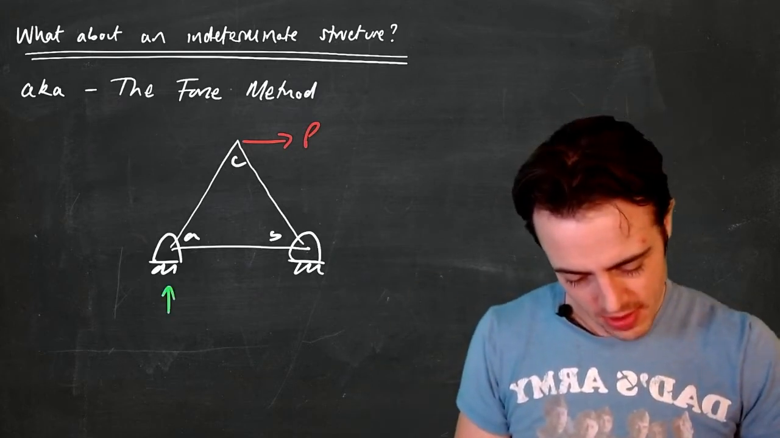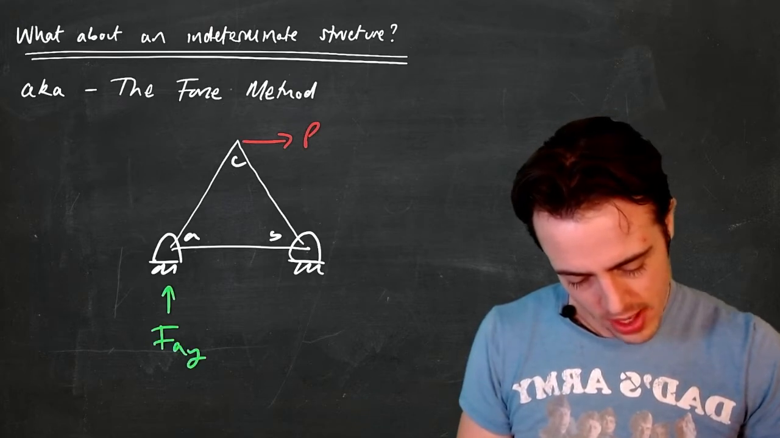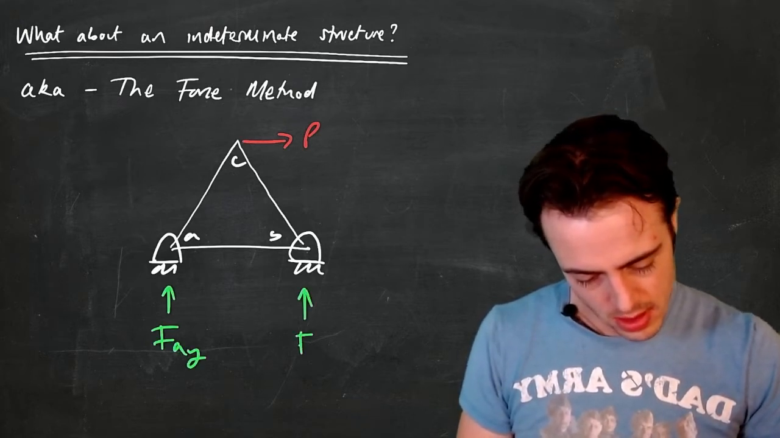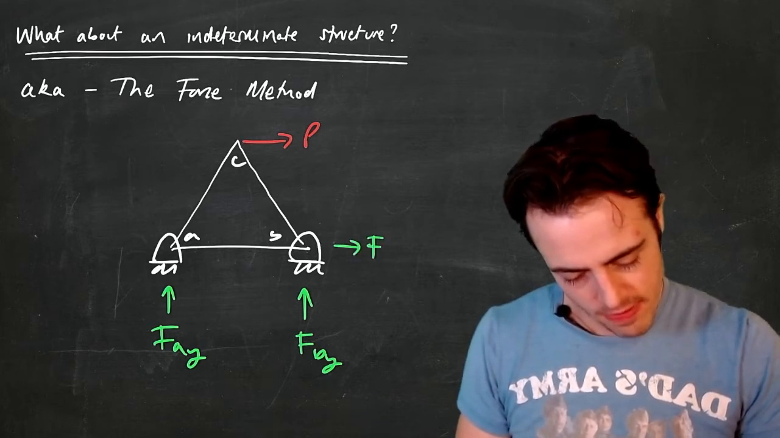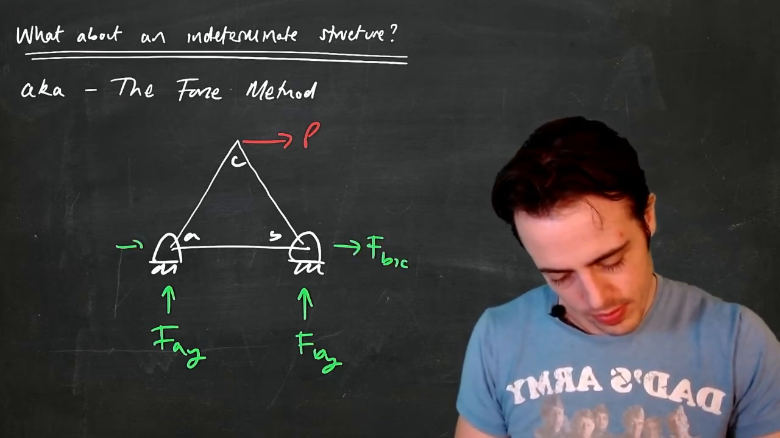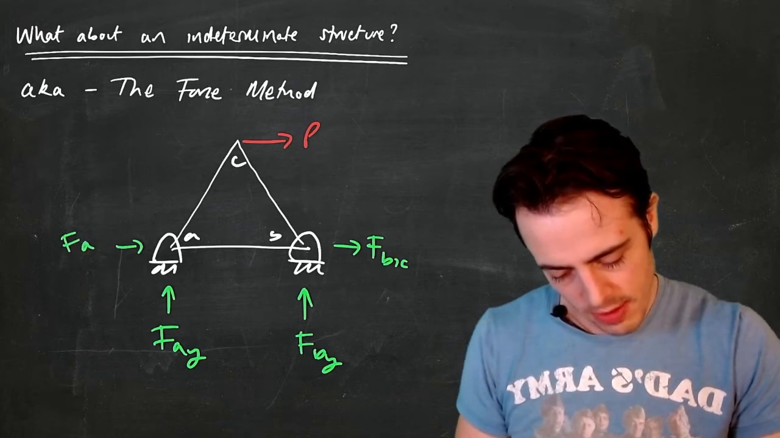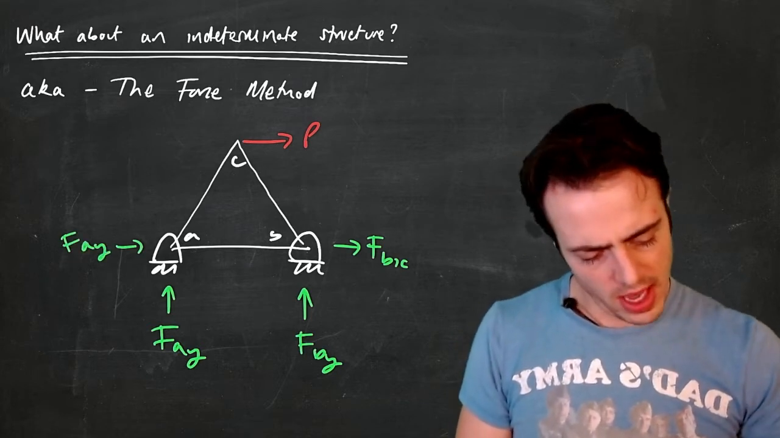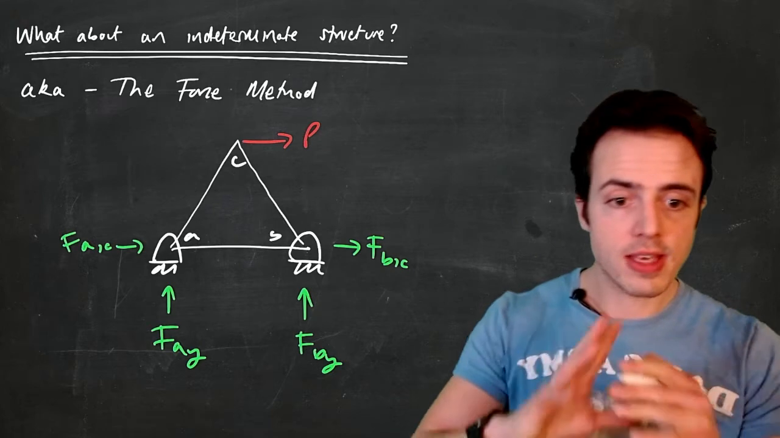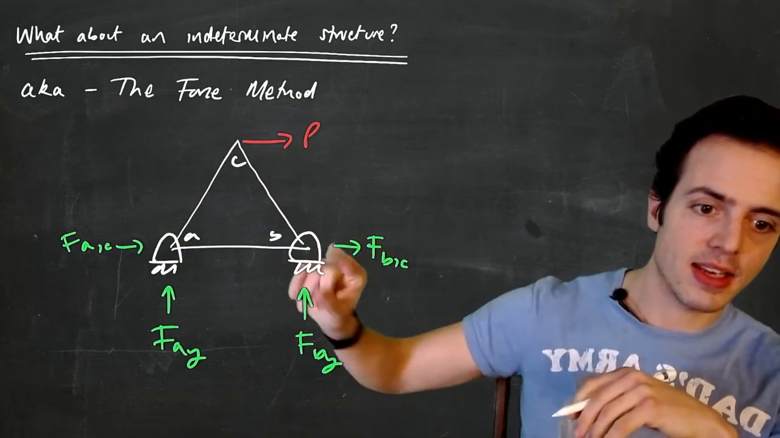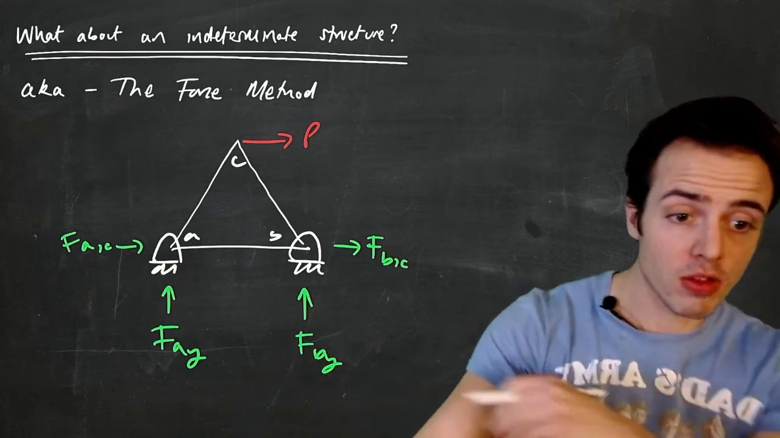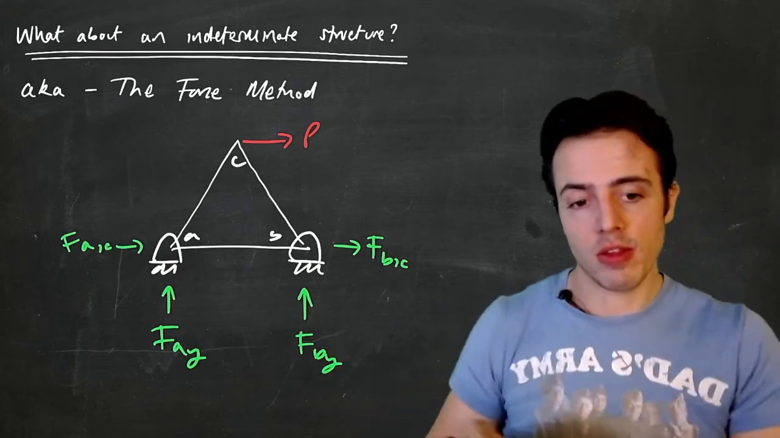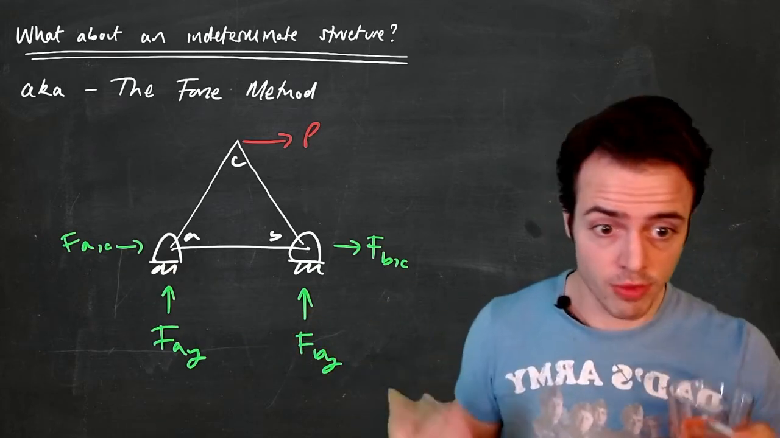So we have FAY, FBY, FBX, and FAX. So we can see that this problem is externally indeterminate because we've got 1, 2, 3, 4 reactions, and we only have 3 equations of equilibrium to solve the structure, or solve the free body diagram.